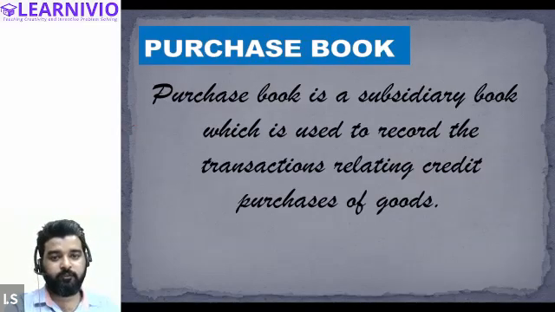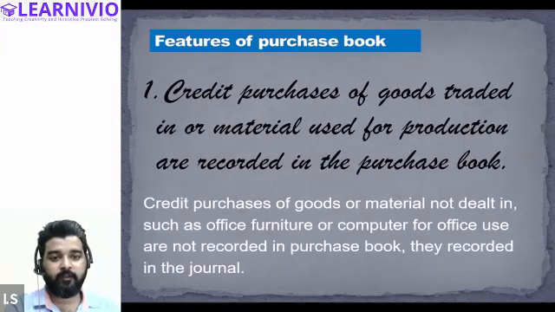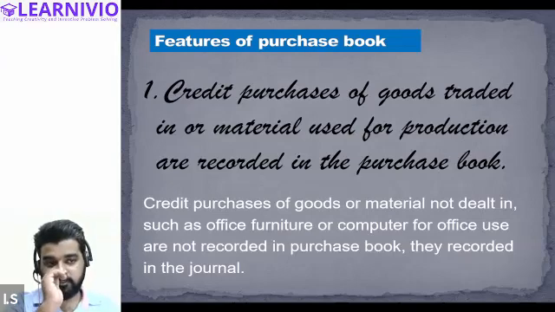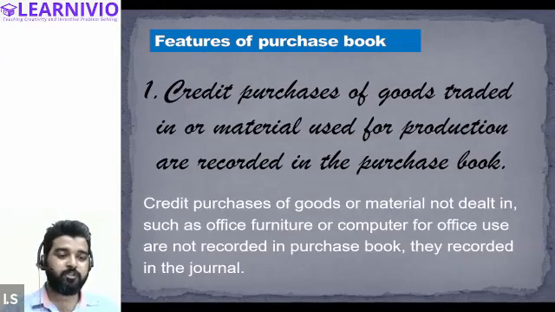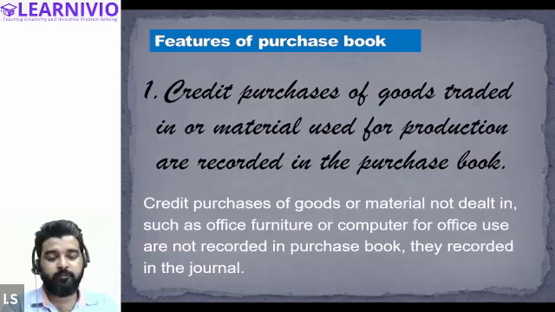And first of all, in this chapter we discussed the purchase book. Purchase book is a subsidiary book which is used to record transactions relating to credit purchase of goods, right? And there are a few features of the purchase book that I explained in the previous class. The purchase book records the credit purchases of goods traded in. Credit purchases of goods traded in basically means that a firm deals only in certain goods, and only if those goods are purchased on credit basis, they will be recorded in the purchase book.